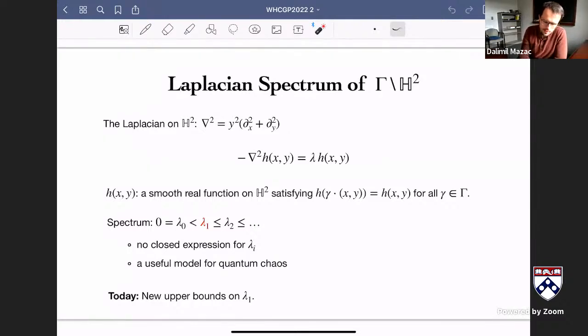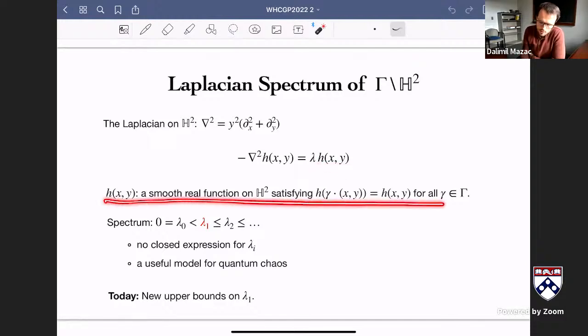So how do we define Laplacian spectrum? So the Laplacian on the upper half plane looks like this, and we'd like to study this eigenvalue problem, the Laplace equation, λ being the eigenvalue, h being the eigenfunction, but we want to solve it in the space of functions which live on this manifold or on the orbifold, meaning that they are functions in the upper half plane which are invariant under Γ. Okay. And if the manifold is compact, then the spectrum is discrete.